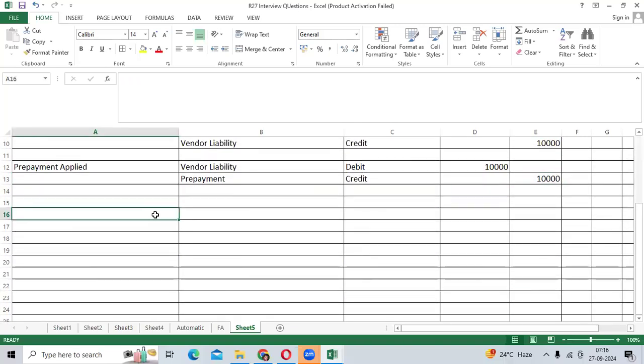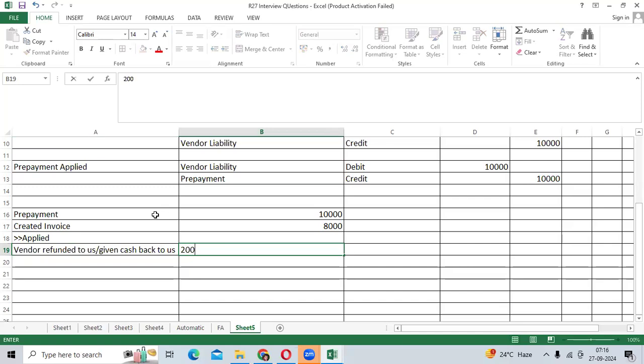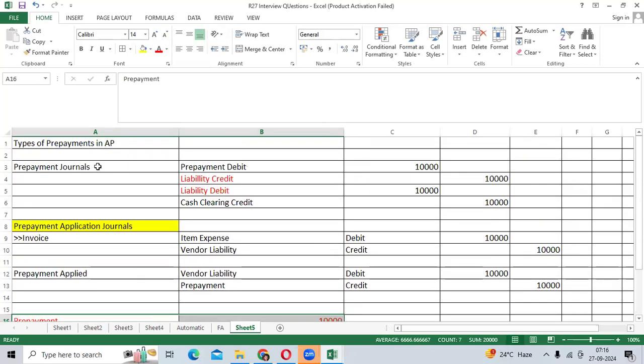Now the client will ask a requirement. I did the prepayment 10,000. I created an invoice for 8,000. Then the vendor applied. The vendor refunded to us, or the vendor gave cash back to us, 2,000. Very, very common question, critical question. How do you handle it? Simple, and these are all very, very important points.